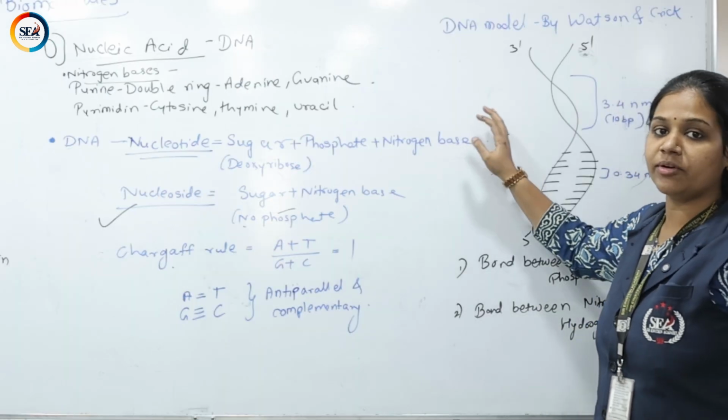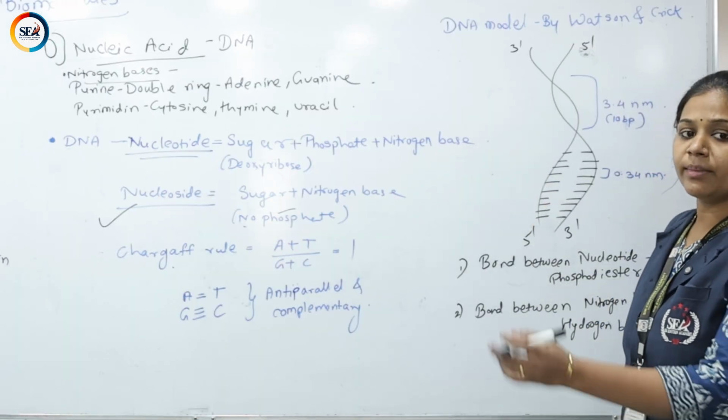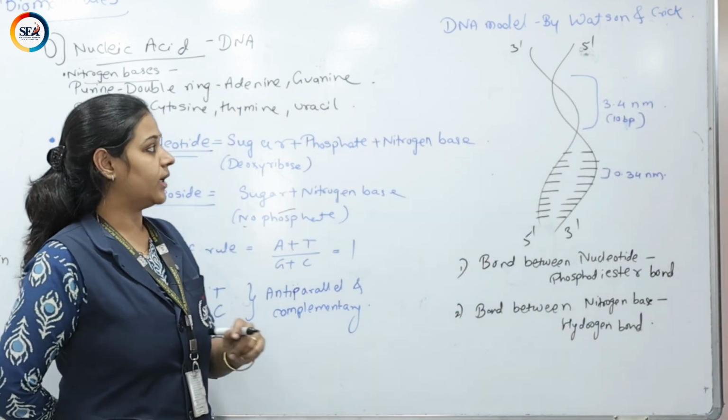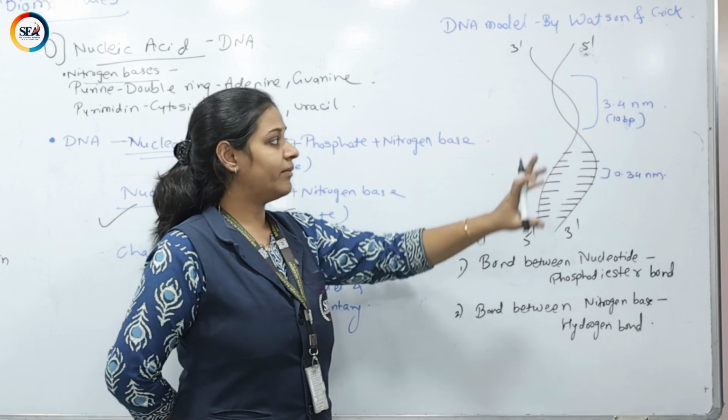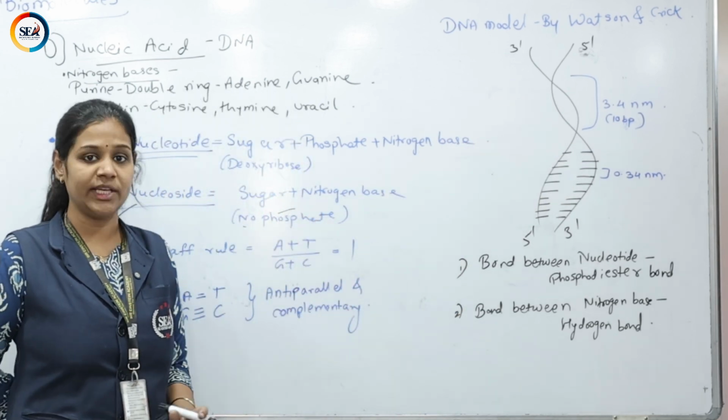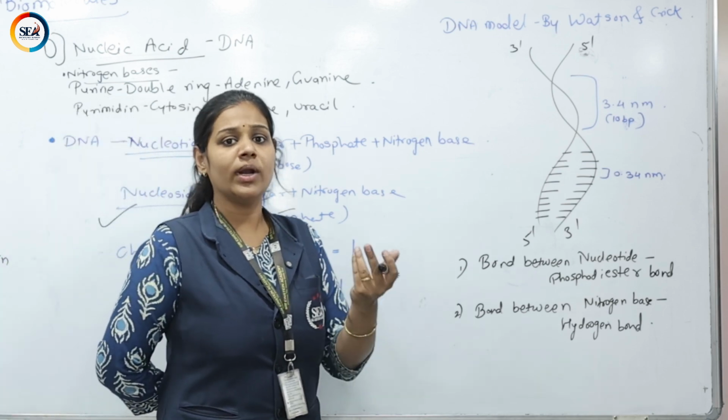We are going to see the structure of DNA. The structure of DNA was given by Watson and Crick. In the Watson and Crick model of DNA, we will find that the two strands of DNA are always anti-parallel to each other and they are complementary. What is anti-parallel?